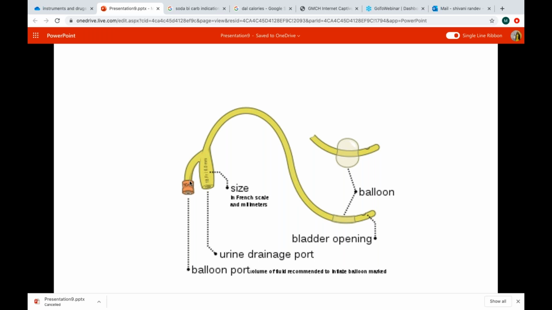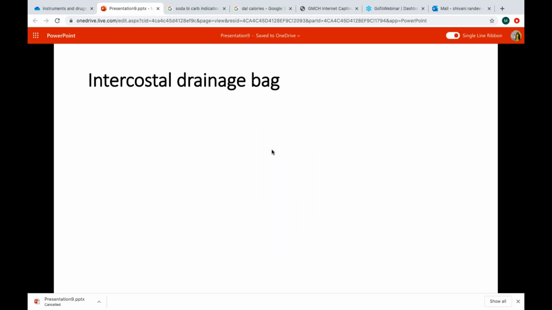So this is the port through which the urine comes out. This is called the urine drainage port. This is the end which is put inside the urethral meatus. This you can see is closed. It has an eye here for urine to flow into this, and this balloon, this is when the balloon is deflated. Once it is inside, you will inject fluid here. For example, it mentions 10 ml here, so you will inject 10 ml saline here, and this will inflate the balloon, and the catheter will get fixed inside the bladder. It will not come out by itself.